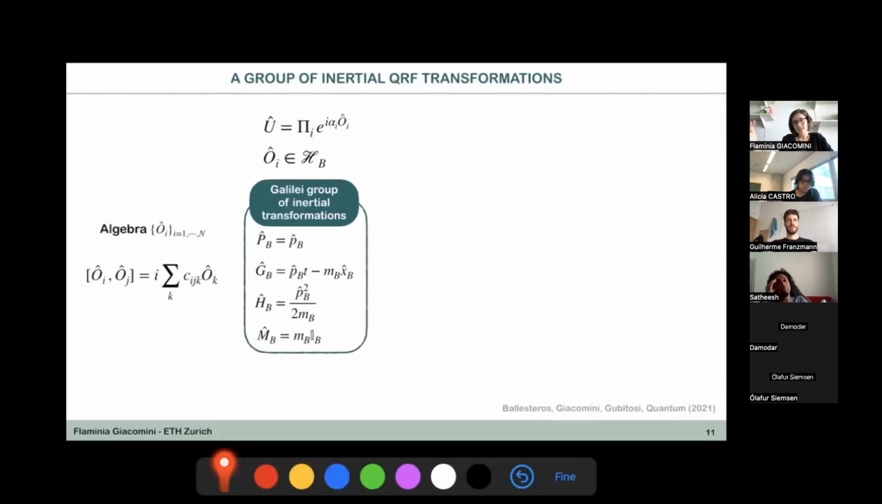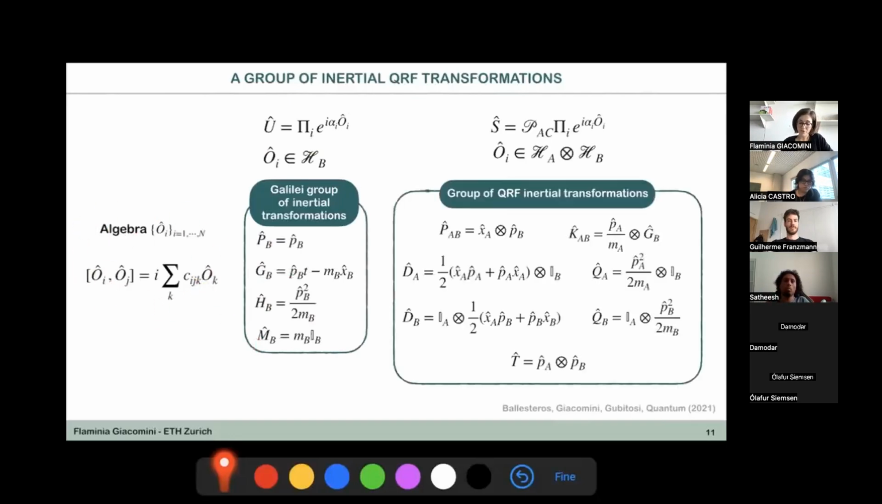As soon as I add the quantum reference frames to the picture, what do I get? It turns out that we can still close the algebra, but we have more generators. In particular, you see here, the elements of the algebra now are objects that live on the tensor product Hilbert space of the quantum reference frame and the quantum system B. So you already see a first difference. And then you have additional generators, so the structure is the following.